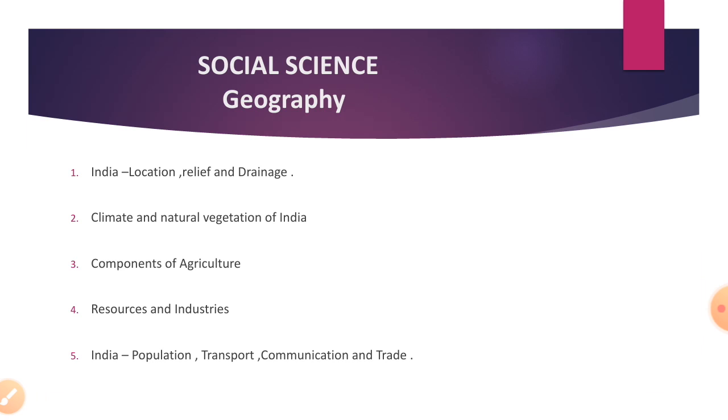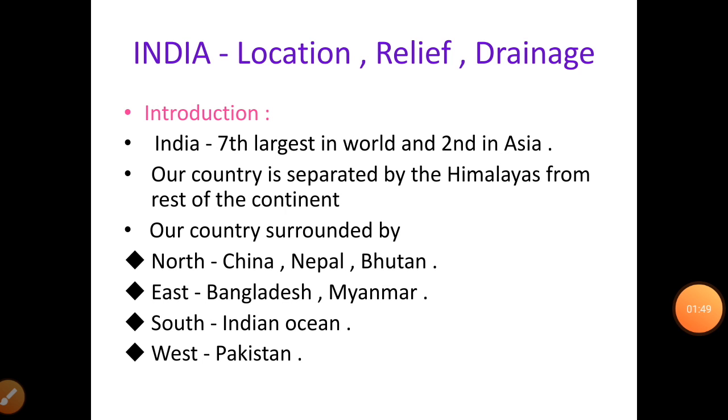Fourth lesson is resources and industries. This lesson is about resources and their types, distribution of industry and also resources, and also the problems of Indian industry. Last fifth lesson is India, population, transport, communication and trade. This lesson is about levels of urbanization and its impact, and also about different modes of transport, types of communication and nature of trade in India. Okay, let's start our first lesson.